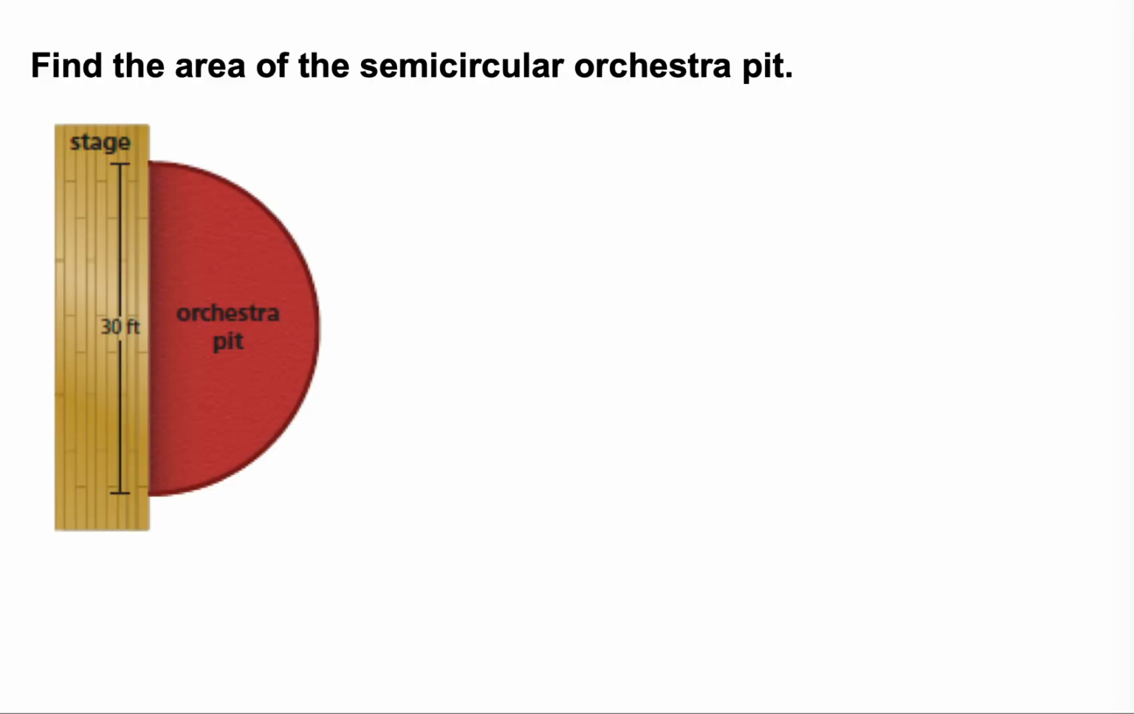All right, let's take a look at number 3. Find the area of the semicircular orchestra pit. So if the area of a circle is pi times radius squared, then for a semicircle, it's going to be pi times radius squared divided by 2, because it's only half a circle. For perimeter, we had to add on the diameter because we had this extra straight side to it, but we're not measuring the sides, we're just measuring the area, the inside part of the shape. And there's only half of that there. So we're just going to do pi times radius squared and then divide it by 2.